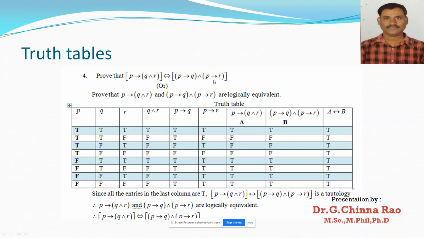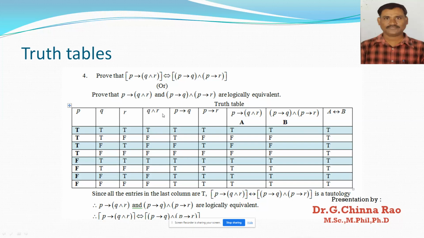P conditional Q, P conditional R. And then complete the compound propositions P conditional Q and R, P conditional Q and P conditional R. Finally, you call this column A, this column B, then A biconditional B. So, according to the definition, you write the conjunction Q and R.